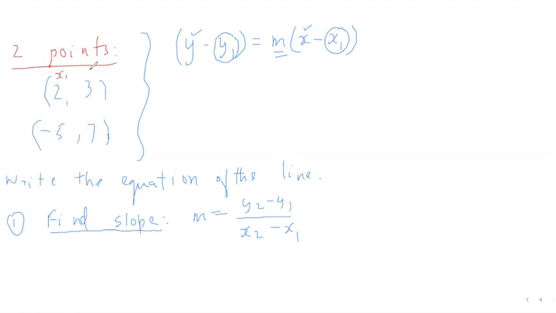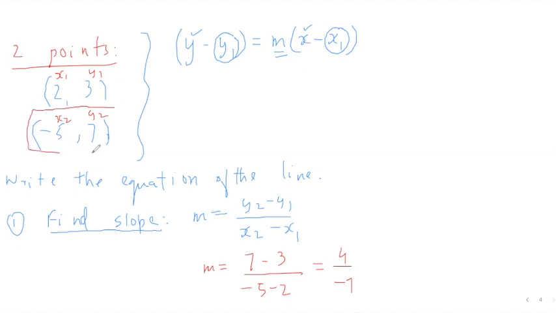So this is x1, y1, let's assume, and this is x2, y2. By substituting, (y2 minus y1) divided by (x2 minus x1) is (7 minus 3) divided by (5 minus 2). You get 4 by minus 7. Okay. So we found the slope, and we can take any one of these 2 points.